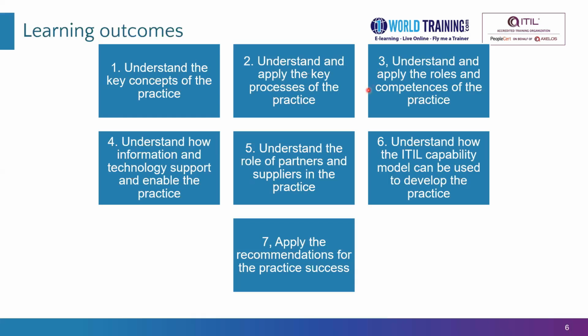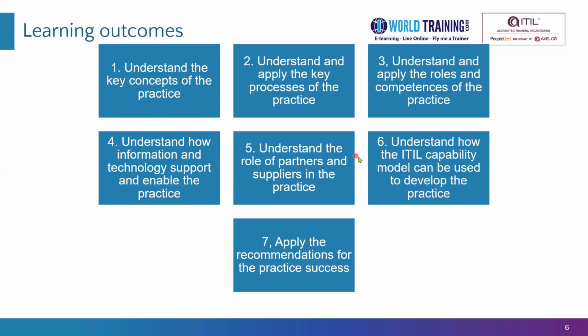Then we also have number 3, which is going into the organizations and people dimension, where we will particularly focus on the roles in this practice and the competencies needed, very briefly, and also the organization structure needed to establish this practice. Then we will be doing number 4, which is the information and technology dimension. We will particularly focus on the automation tools. Then number 5 is about understanding the roles of partners and suppliers in this practice. For example, the dependency on partners and suppliers in this practice, and also what they could do to support this practice.